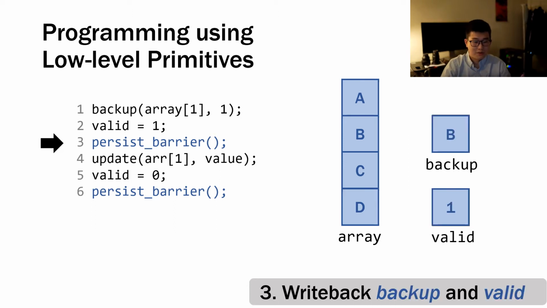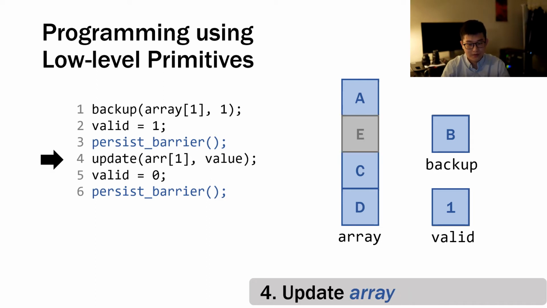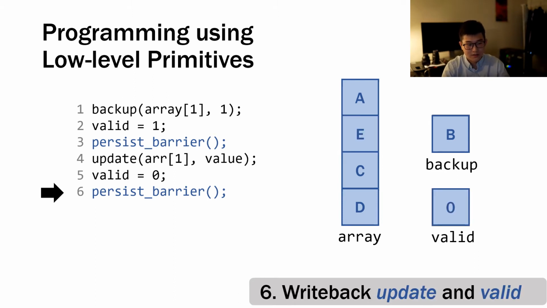And then we issue a persist barrier. In x86, the persist barrier could be a combination of CLWB and sfence. Then, after the backup has been written to memory, we can perform the in-place update in the array. Again, E is in gray color because we haven't written back yet. Then we unset the valid bit, making it 0, and finally issue another persist barrier to write back both E and the 0 of valid bit. This example seems correct because we have persist barriers in the middle of the stages to make them happen in a certain order, and we persist everything in the end using persist barriers.